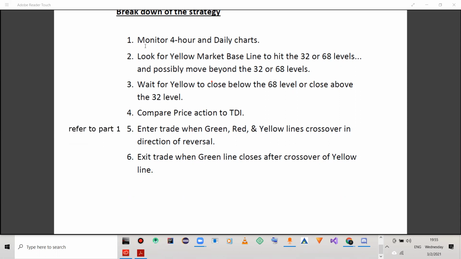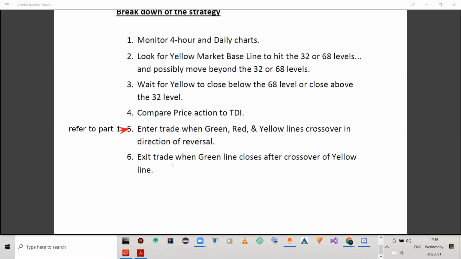Refer to part one for step 5. That's the only way that you could use this trade signal and enter and use this beautiful strategy. So write this down. Also write this, refer to part one, and the link is in the description below.